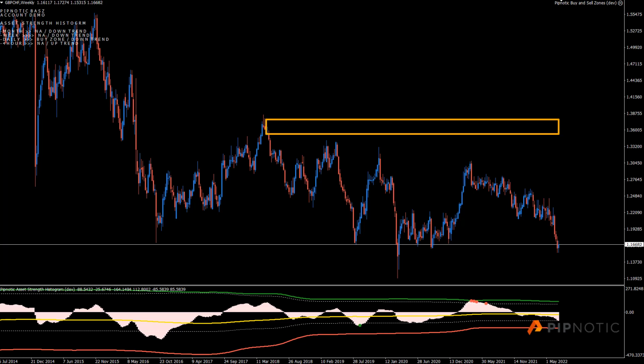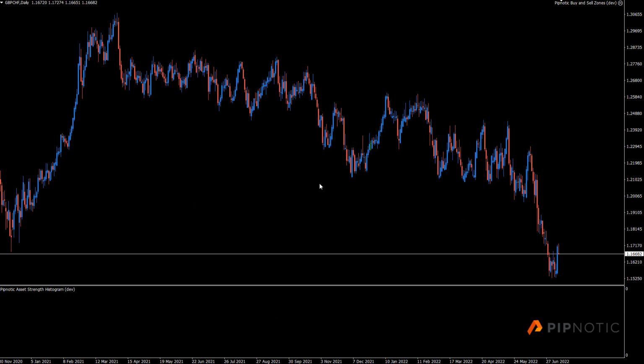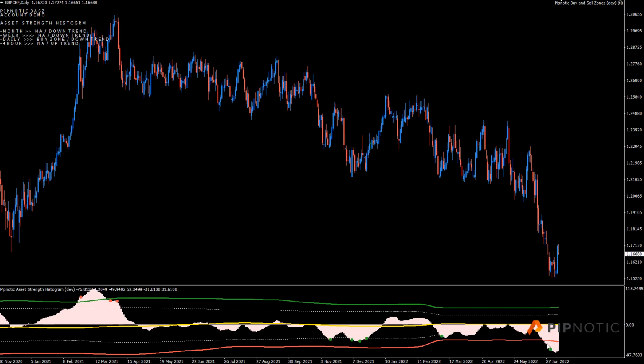Actually, on the daily chart, it's saying we're in a buy zone. So this probably means that the histogram is lower than the line at the bottom of the chart. Yeah, you can see here. So this means the price of the pound Swiss franc is likely going to see a correction, which we have already started to see. So this is really interesting information.